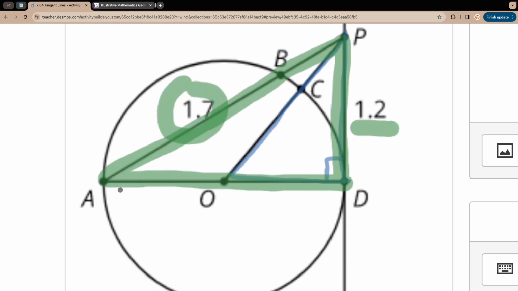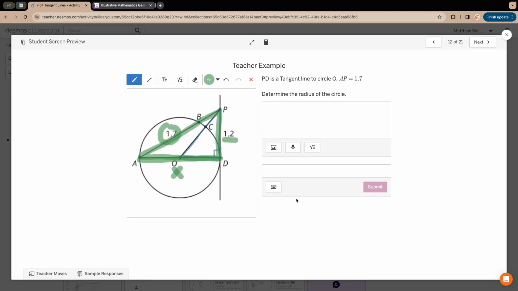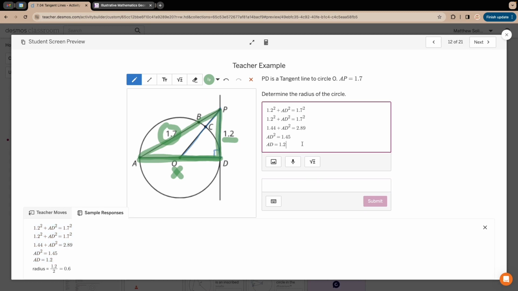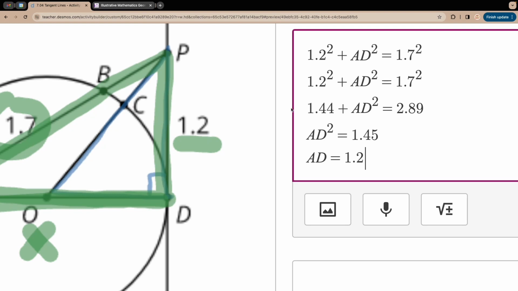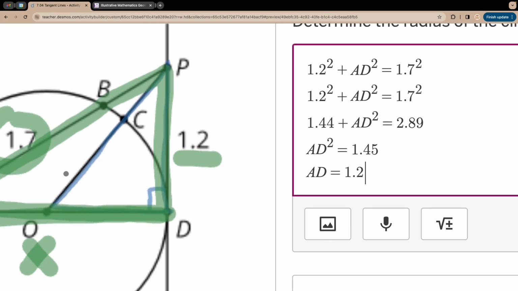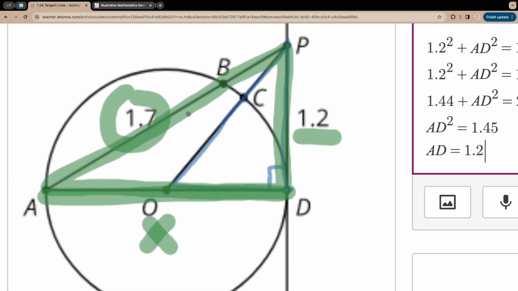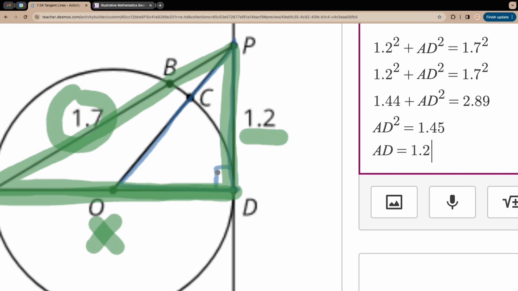So to find the bottom of the right triangle, when we have 2 out of 3 sides of a right triangle, we can use the Pythagorean theorem. So I'm going to use the Pythagorean theorem. Honestly, I'm going to copy and paste it just to save myself a little time here. Couple things to remember on the Pythagorean theorem. We got 1.2 squared plus AD squared equals 1.7 squared because 1.7 is the hypotenuse of that green triangle. And that's always got to go by itself.